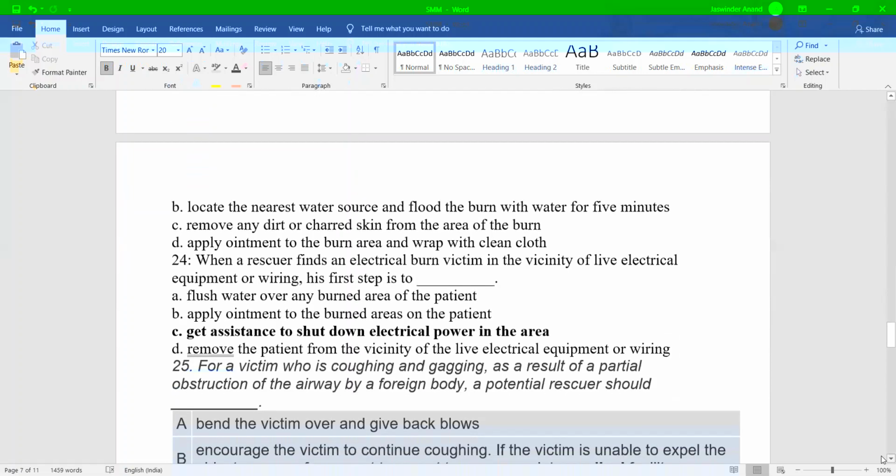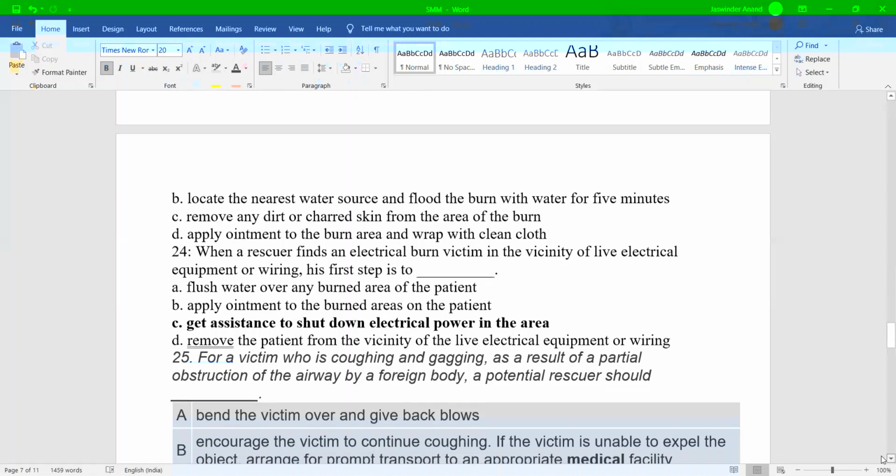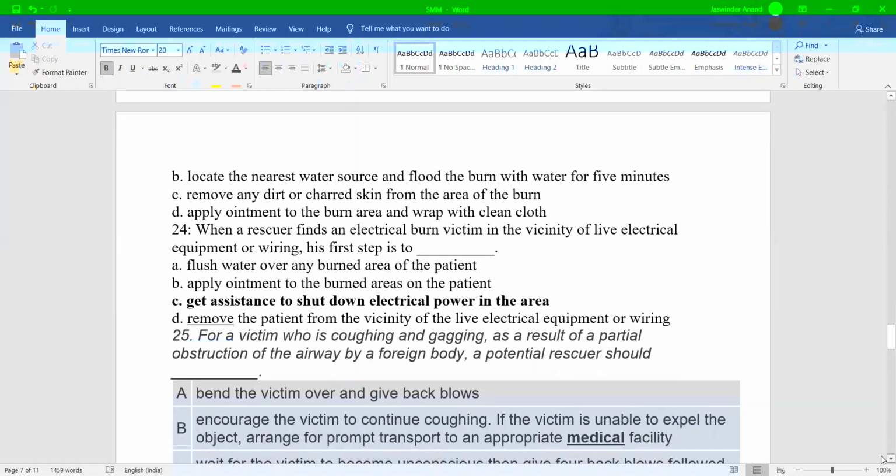Question 24. When a rescuer finds an electrical burn victim in the vicinity of live electrical equipment or wiring, his first step is to get assistance to shut down electrical power in the area. C. When you see an electrical burn victim in the vicinity, don't just go and try to help the victim. First, make sure that the electrical power in that area is shut off because you don't want to become the next victim. So make sure that when you are approaching the victim, you are safe to do so. And after that, only start with your treatment or first aid.